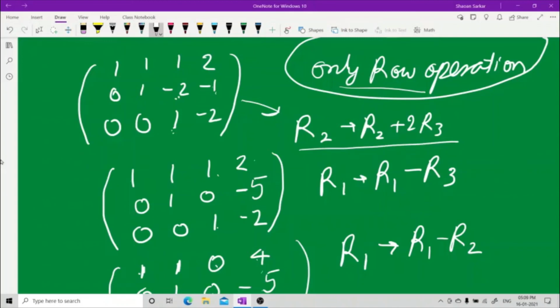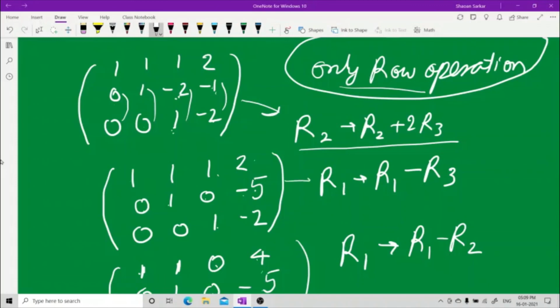So what is happening is that I'm replacing the row. R2 plus 2R3. I'm adding these two rows. So 0 plus 0 is 0, 1 plus 0 is 1, minus 2 plus 2 is 0, minus 1 plus minus 4 is minus 5, and then the remaining all are the same here.